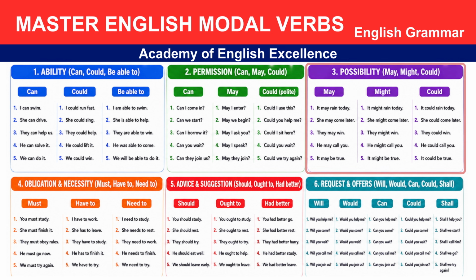Next, possibility. We use modal verbs to talk about things that may happen, such as may, might, and could. Let's look at the examples. May. It may rain today. She may come later. They may win. He may call you. It may be true.